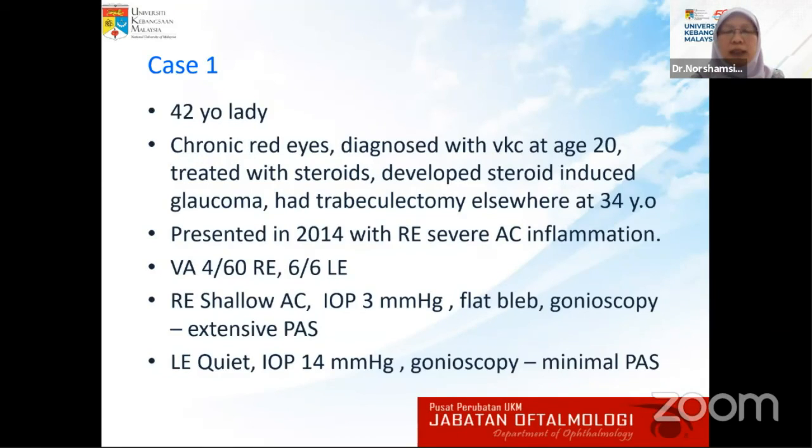She's a middle-aged lady with chronic red eyes diagnosed when she was 20 years old with vernal keratoconjunctivitis. She was treated with steroids, but she developed steroid-induced glaucoma, and she had trabeculectomy done elsewhere at 34 years old. She presented a few years ago with right eye severe AC inflammation and severely low IOP, and she was seeing 6/60 in that eye. The gonioscopy showed extensive peripheral anterior synechiae, and the trabeculectomy bleb was really flat.